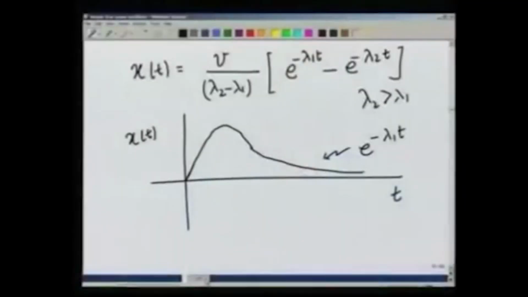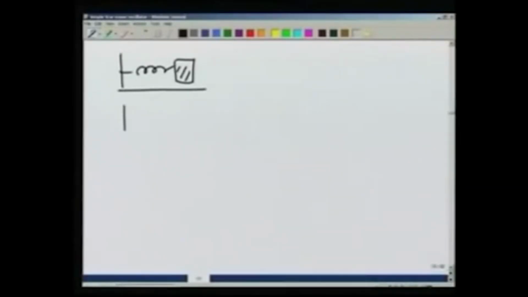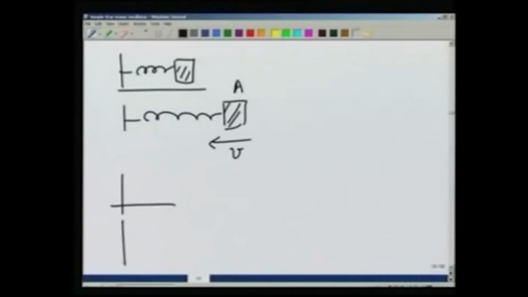Now, let us take the most general situation, in which I take the mass, stretch it out, and also initially give it a velocity going in, v. Why I am doing that is, I want you to note that in the previous two situations the solutions were looking like this, so that the particle really never crossed the equilibrium point once it was released.